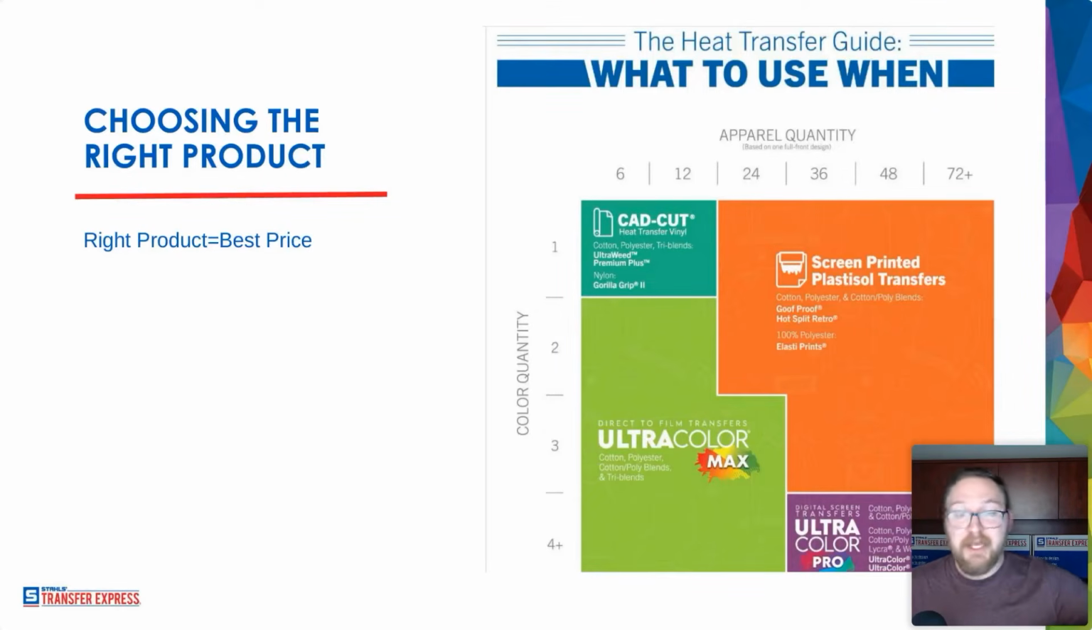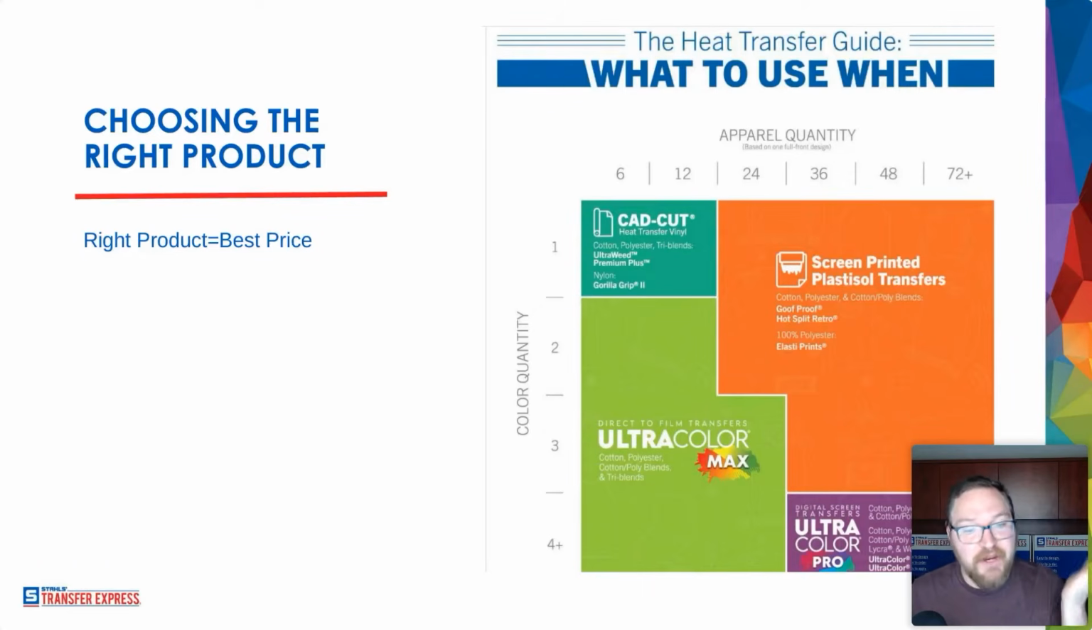Now, alternatively, say you have 12 single color images and you don't have time to weed. Obviously, you could jump into the screen printed plastisol transfers. Definitely the way to go. And this is mostly broken down based on cost, but also some of the decoration methods. So let's zero in on that orange right there and say cotton, polyester, cotton poly blends, goof-proof, hot split retro. But if you're printing on 100% polyester, use Elastiprints. Just like that.